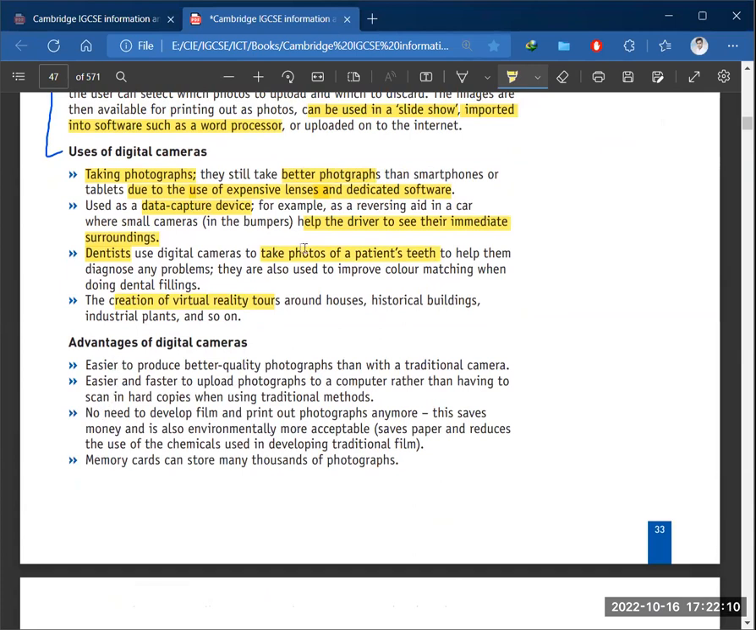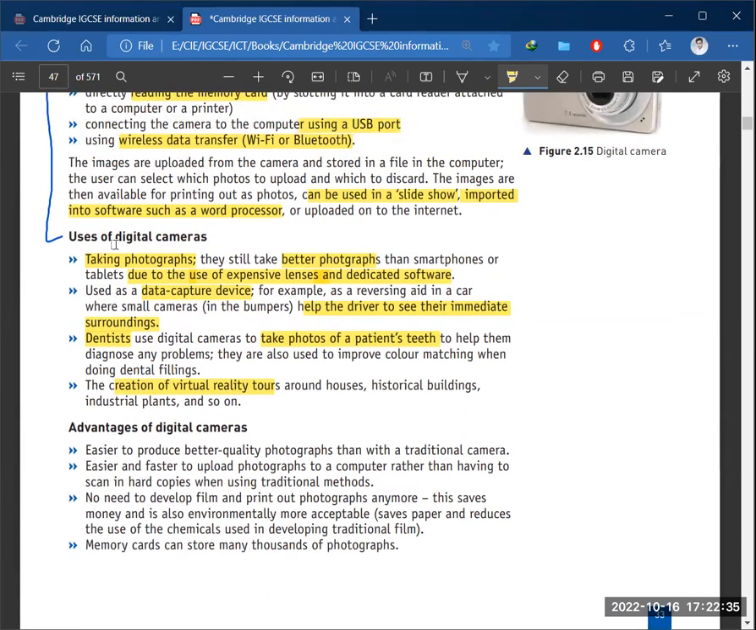The next thing is read the highlighted part, Sarah. Quick. Okay. Taking photographs, better photographs due to the use of expensive lenses and dedicated software. Data capture device help the driver to see their immediate surroundings. Dentist take photos of a patient teeth. Creation of a virtual reality tours. Now, these are called uses.